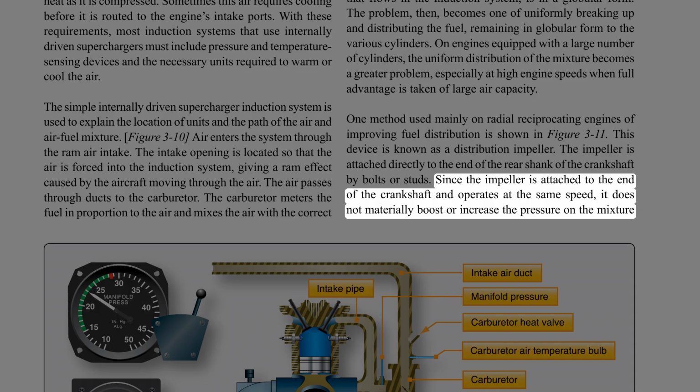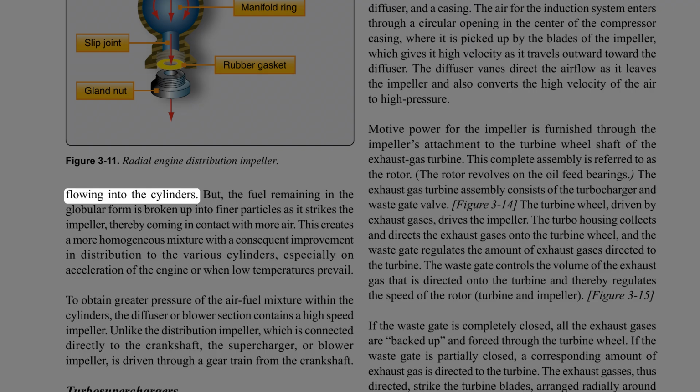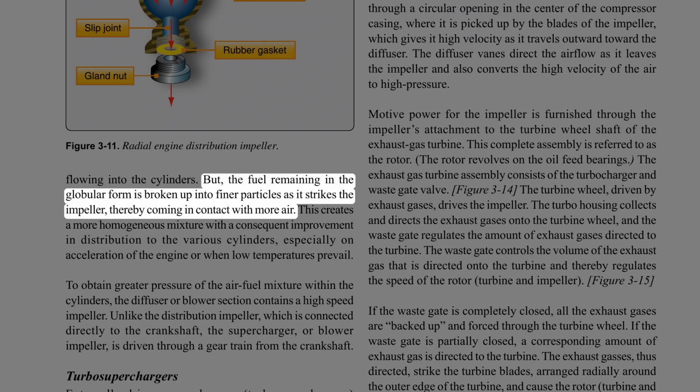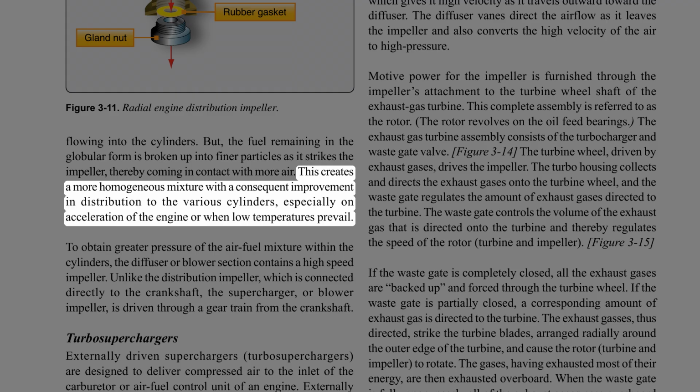materially boost or increase the pressure on the mixture flowing into the cylinders, but the fuel remaining in the globular form is broken up into finer particles as it strikes the impeller, thereby coming in contact with more air. This creates a more homogeneous mixture with a consequent improvement in distribution to the various cylinders, especially on acceleration of the engine or when low temperatures prevail.